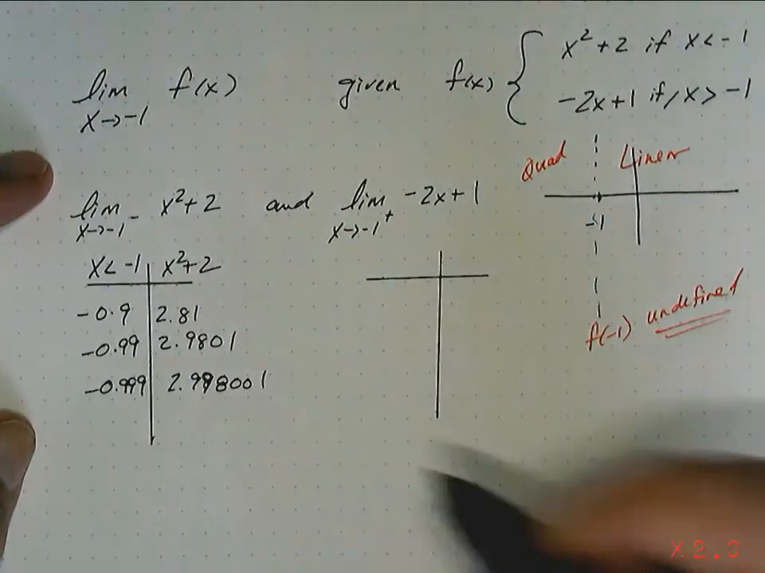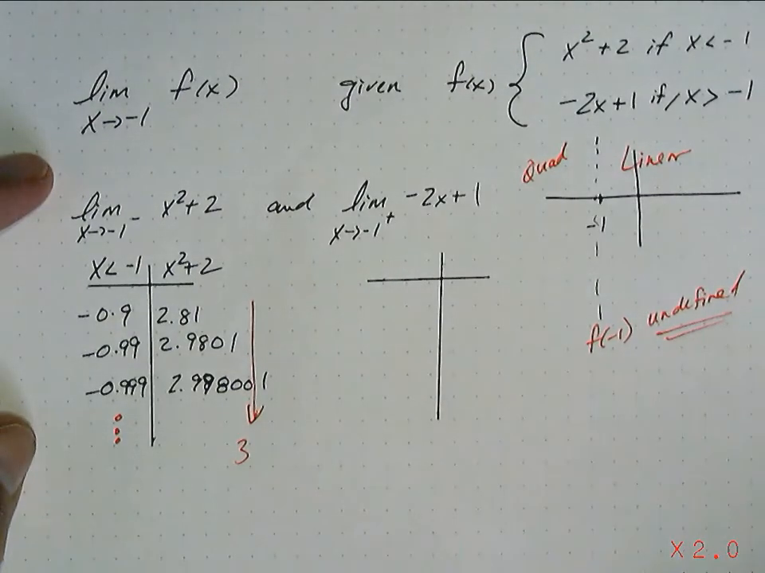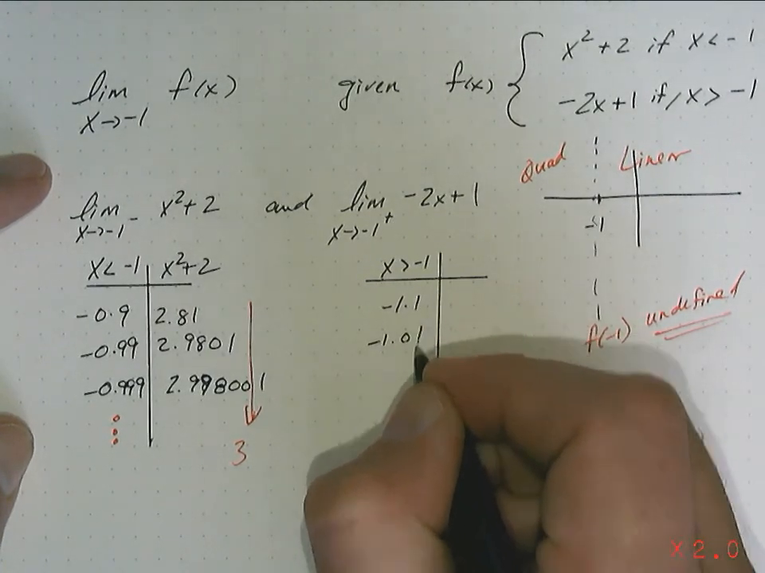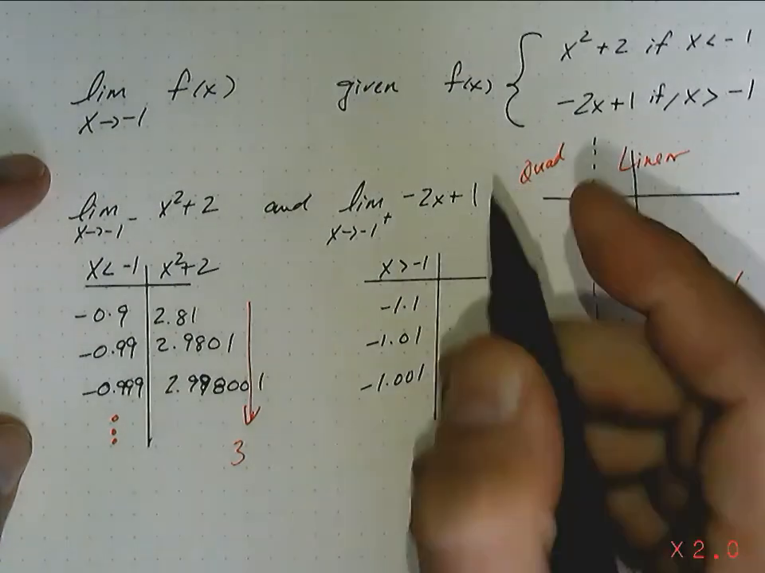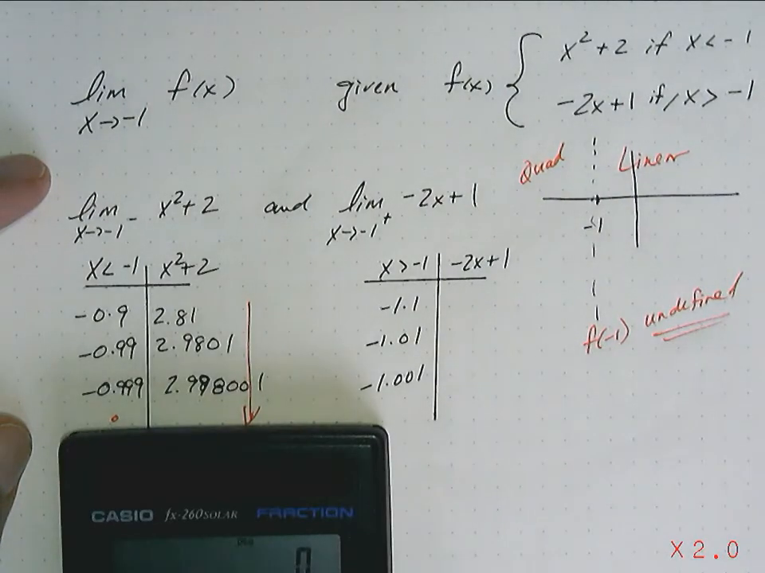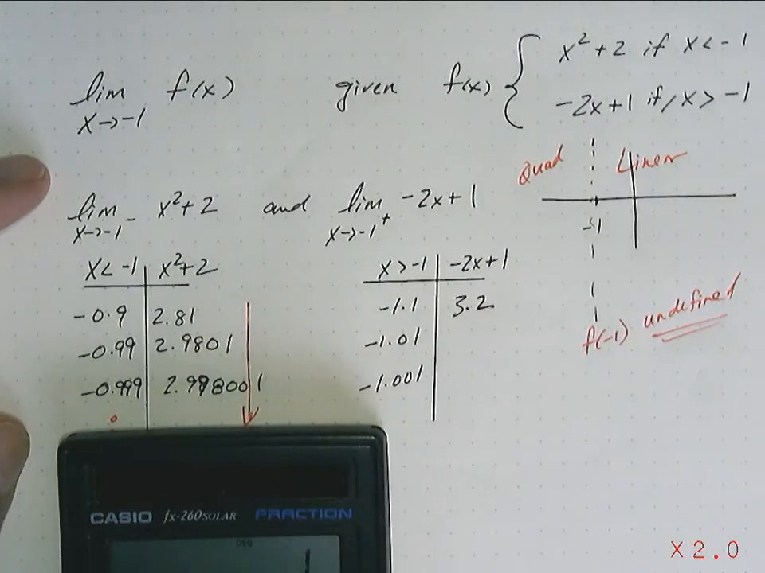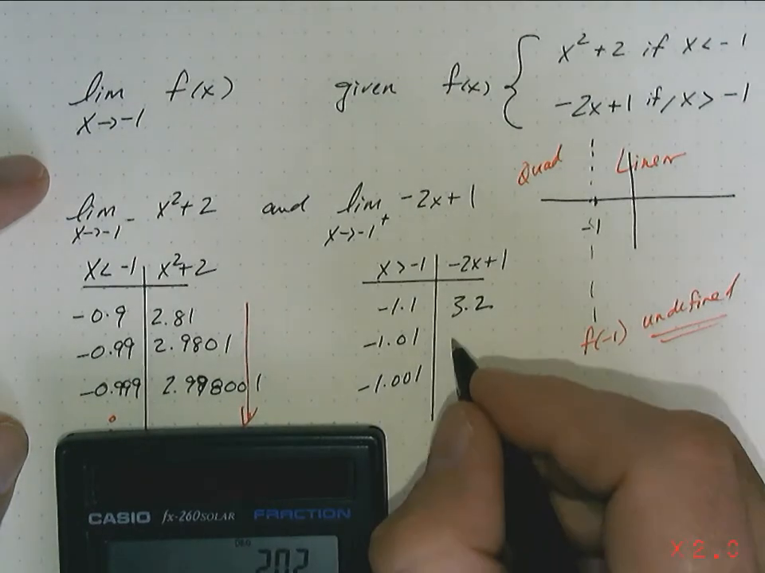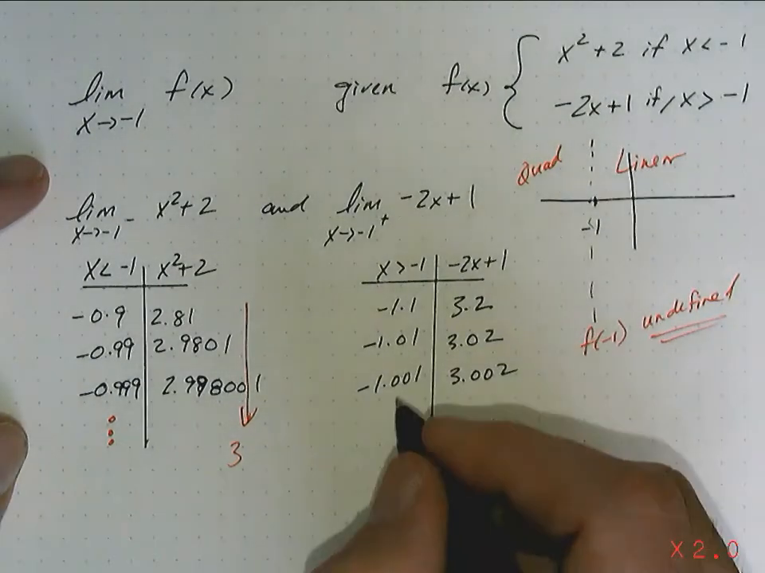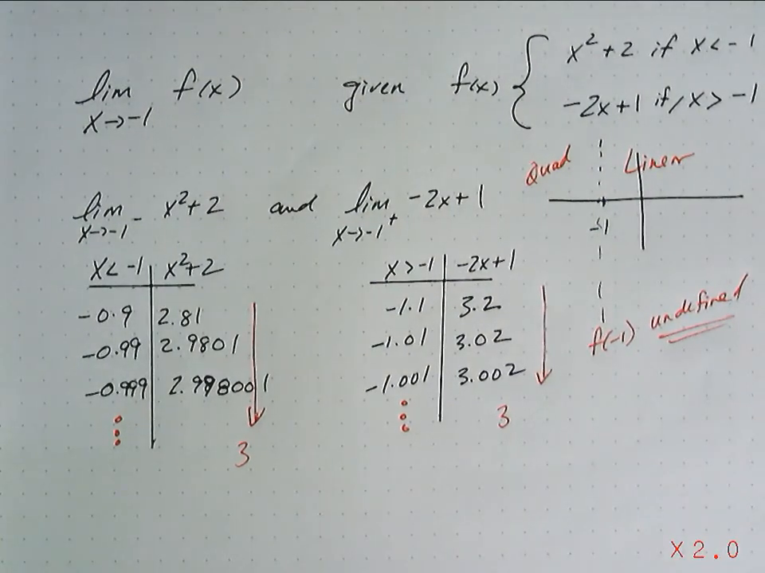But that's going to go up to, if I was to keep going, I think we can all agree that that's going to approach 3. And the other side, for x greater than -1, so -1.1, -1.01, -1.001, and it's -2x plus 1. So plug and play. 2 times 1.1 equals 3.2. 1.01 times 2 is 3.02, and this will be 3.002. And if you have nothing better to do with your life, you can keep going. But we'll pretend that I have something better to do, and we'll put a 3 there, so that's approaching 3.